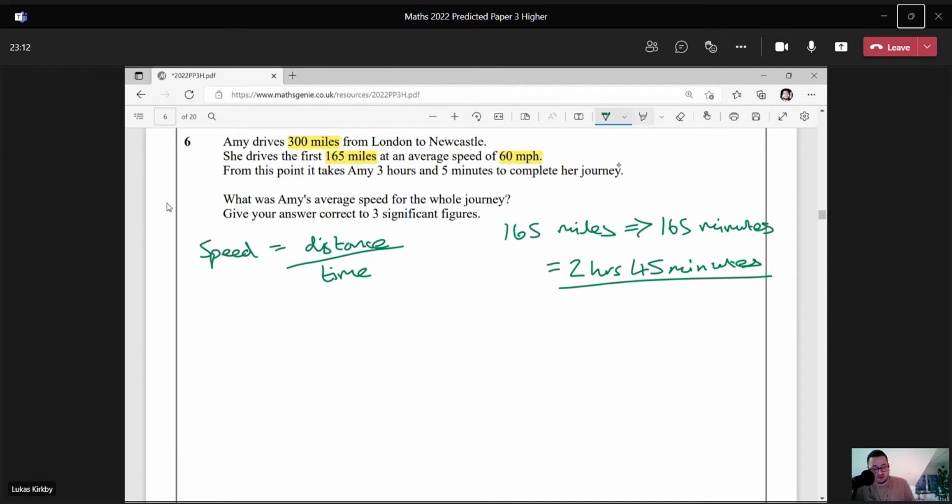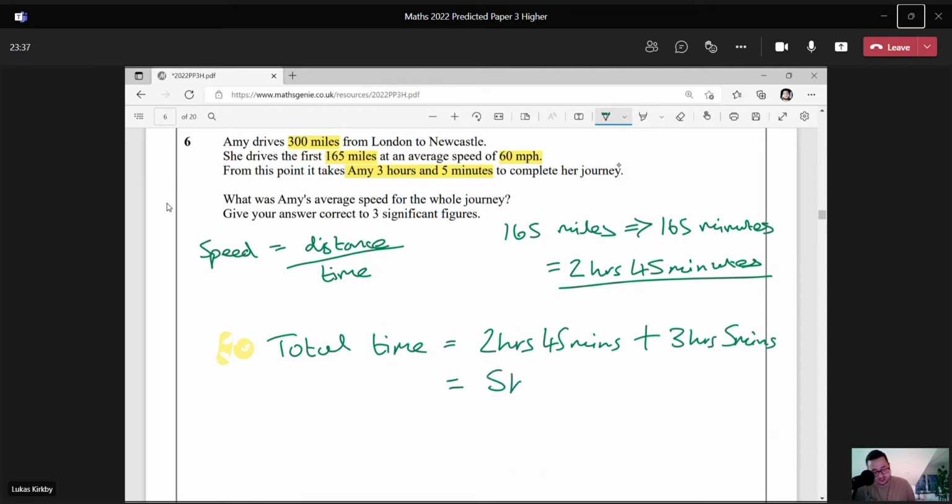And then we know the second part of the journey is 3 hours and 5 minutes. So the total time is going to be 2 hours and 45 minutes plus 3 hours, 5 minutes. And if we add the hours up, we get 5 hours. And if we add the minutes up, we get 50 minutes. Okay, great. So now we can work out the total speed.